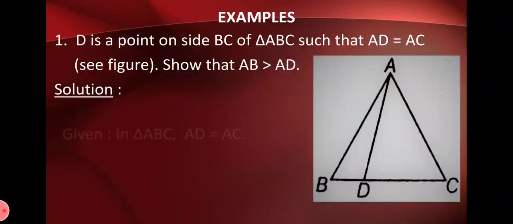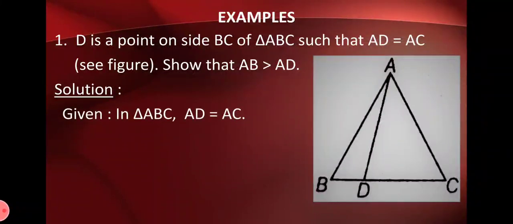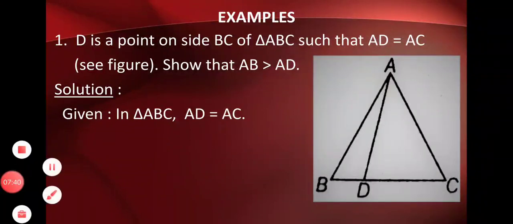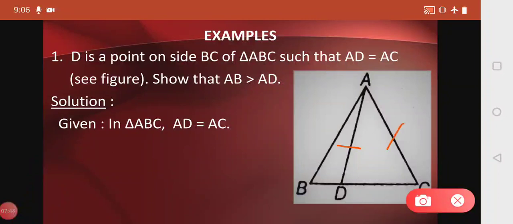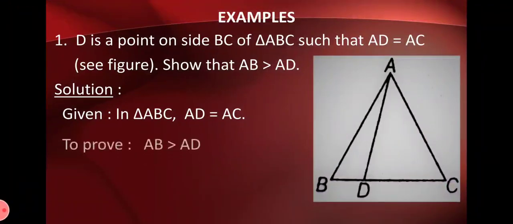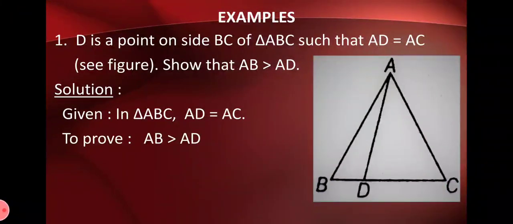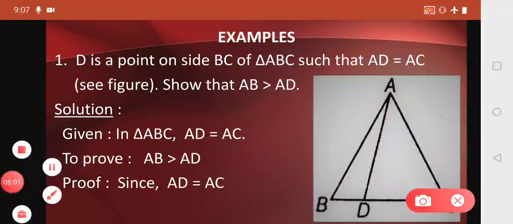For the solution, first we write the given. In triangle ABC, it is given that AD equal to AC. These two sides are equal. Now we have to prove that AB is greater than AD. We have to prove that side AB is greater than side AD. For proof, since AD equal to AC, it is already given that AD is equal to AC.